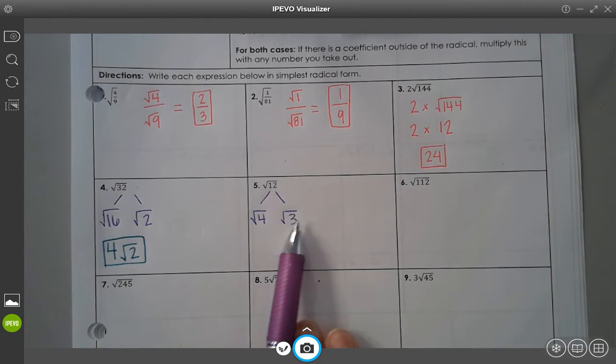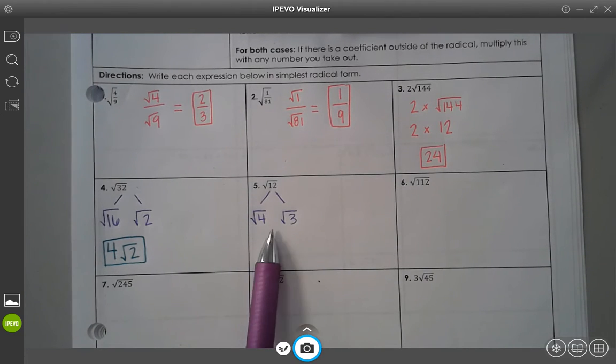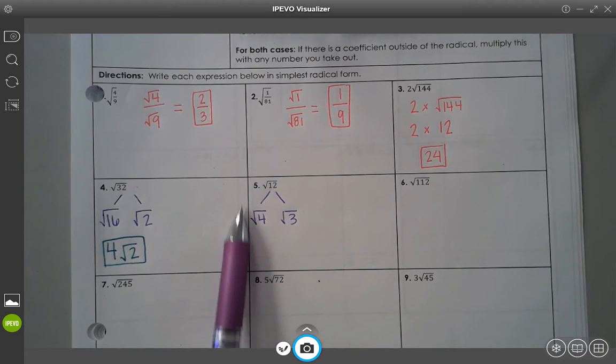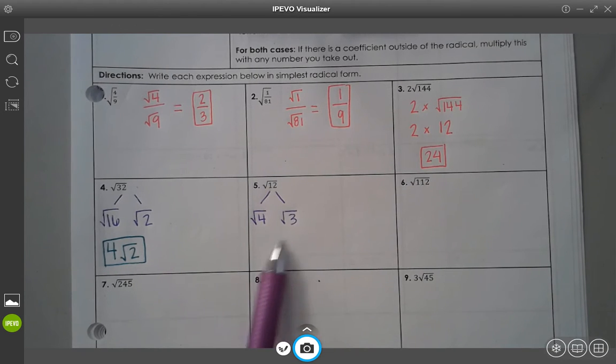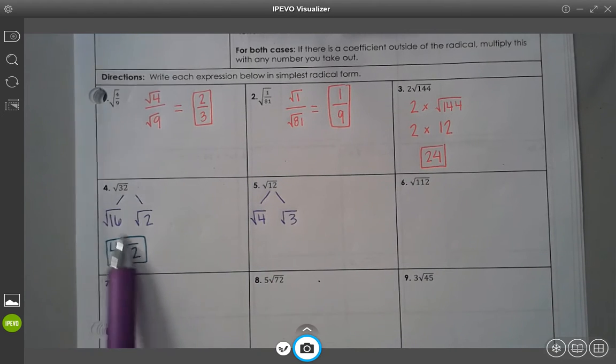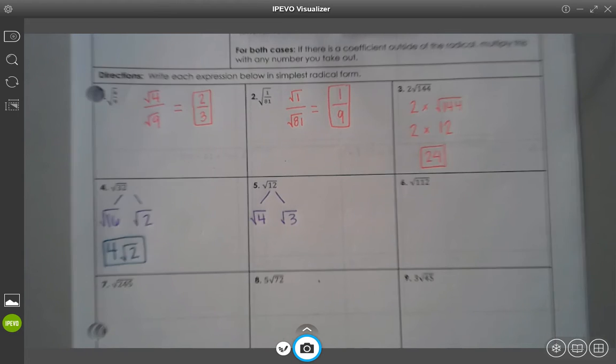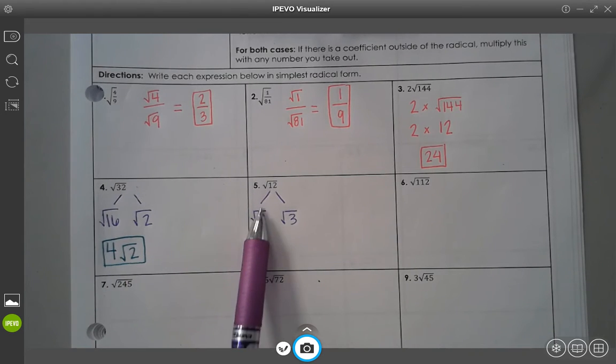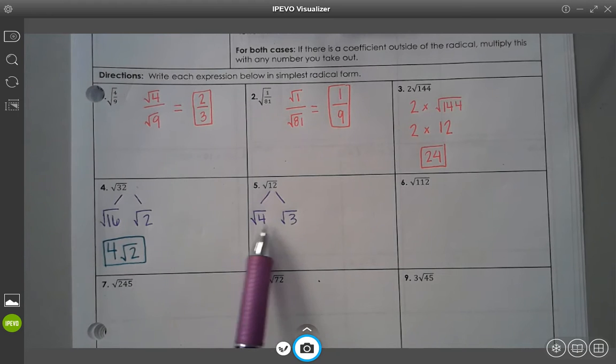Could you also use 6 there or not? 6 is not a perfect square. You can only divide it into perfect squares. Otherwise, we're in the same boat that we started in. Would it matter which way you have the 4 or 3 right there? Not at this point, but when you write your final answer, you write the whole number out front and then the square root. So I always like to put the perfect square first.